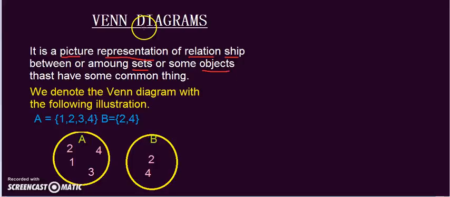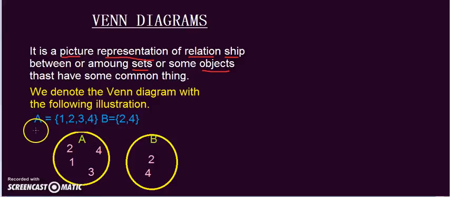A Venn diagram is nothing but a picture representation, and usually we give the picture representation for discussing or defining the relationship between or among the sets or some objects that have some common thing. Now, if we take an example, we denote the Venn diagram with the following illustration.